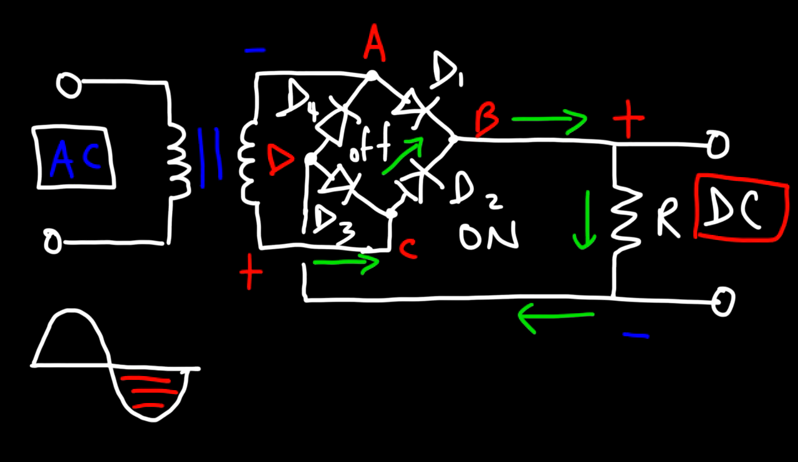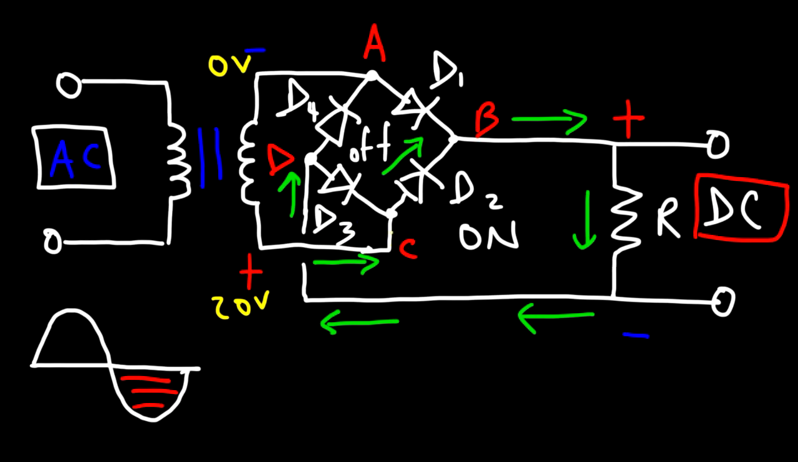Now let's continue with the flow of the conventional current. So it's going to flow towards point D. Now, will the electric current flow through D3? To answer that, let's put some numbers on the board. So we're going to say this is at a potential of 0 and this is at a potential of 20.